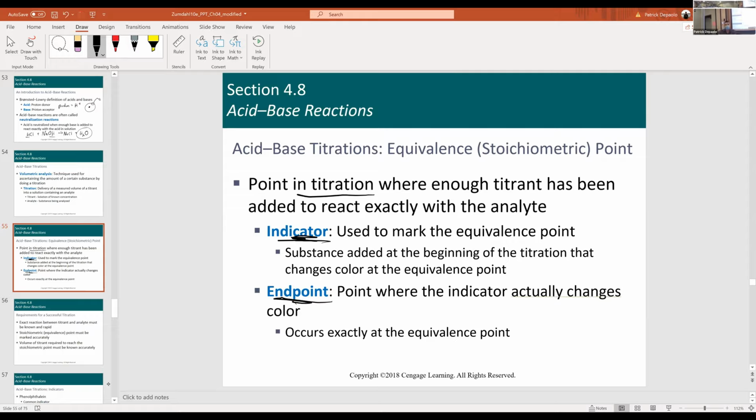So that's where you add the exact amount of the known to get a color change. And that's where you would stop the titration and see how much of the known you used. You can see the volume and the concentration of it to figure out how many moles you used. That many moles is the amount of moles neutralized. And then you can use the original volume of the acid to see what the concentration of the acid was.